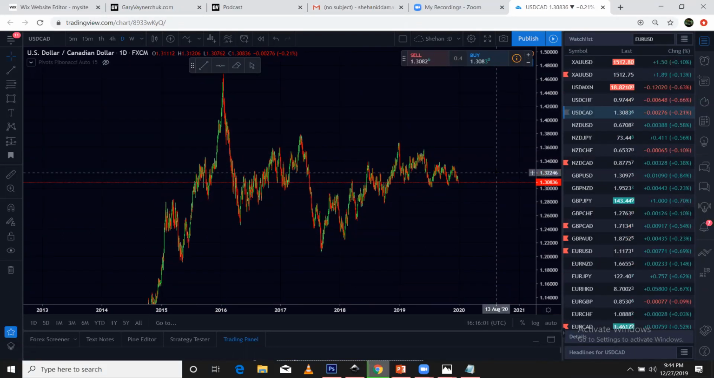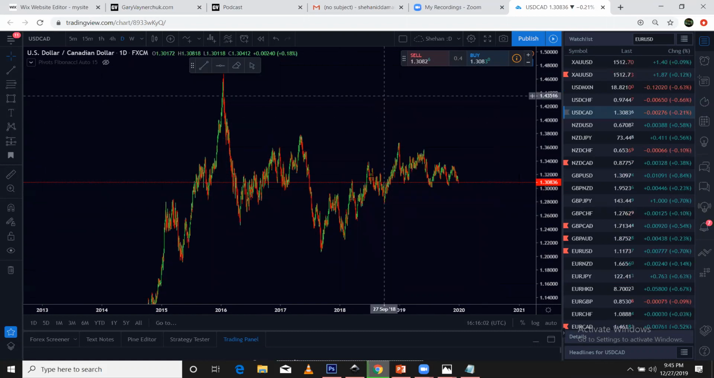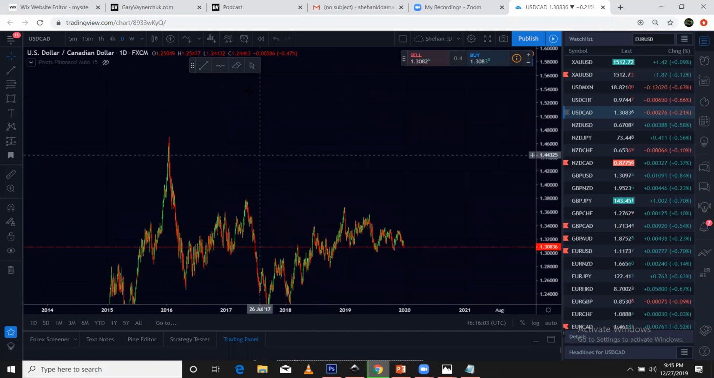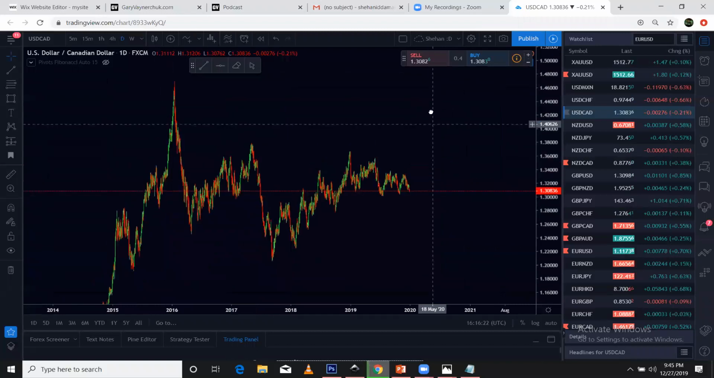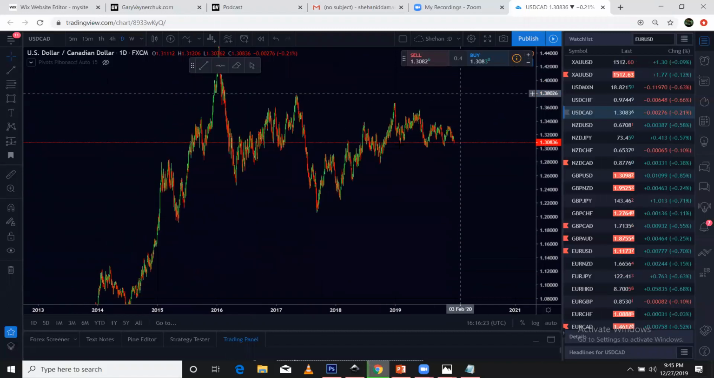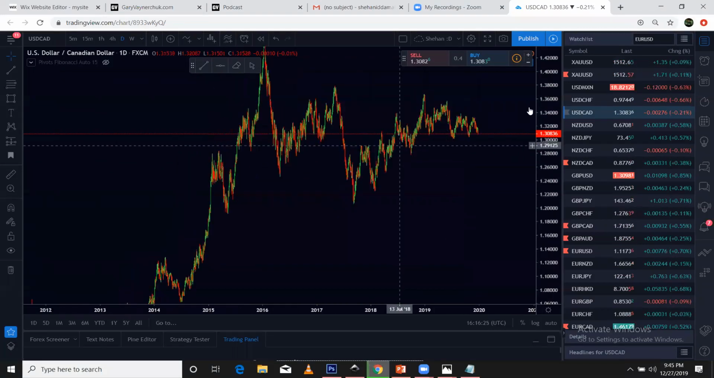As a swing trader, what I'm going to do at the very first is go to the one day chart to draw my trend line and also to understand the trend. That's basically drawing the trend line. So right now I'm on a one day chart in USD CAD.